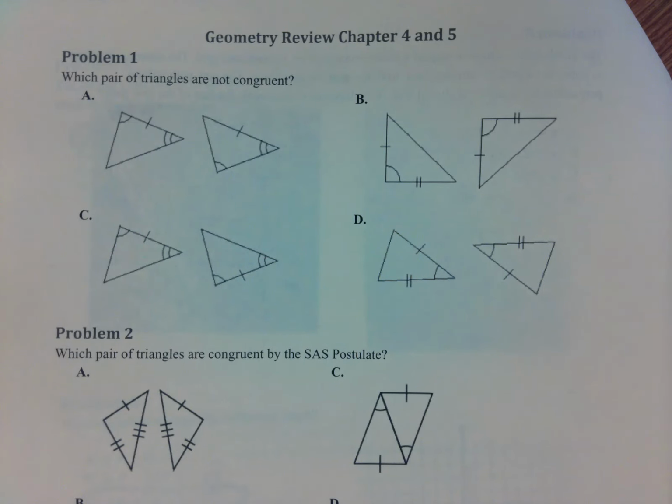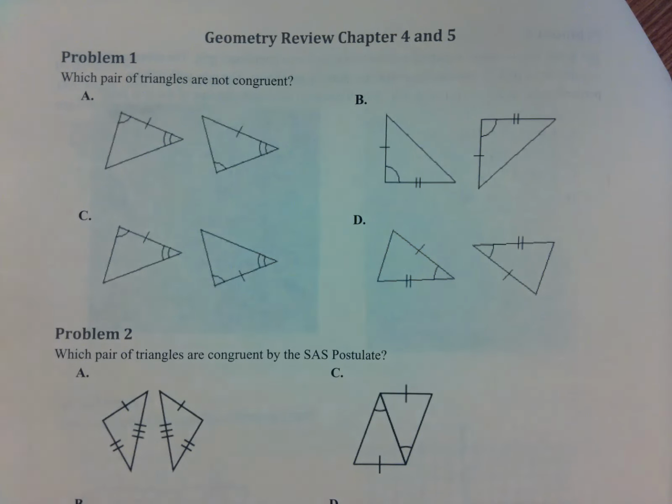Geometry review for the final, chapters 4 and 5. This is using a lot of the properties and just knowing how when triangles are congruent. And you won't get a cheat sheet for this. You will just have to know. So that's kind of one of those things.